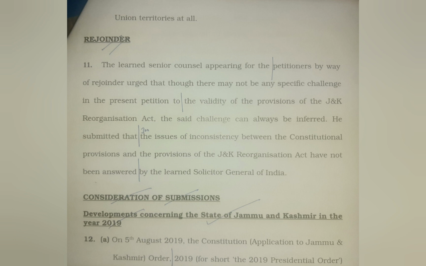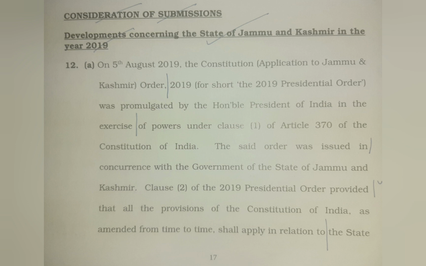On 5th August 2019, the Constitution (Application to Jammu and Kashmir) Order, 2019, for short the 2019 Presidential Order, was promulgated by the Honorable President of India in the exercise of powers under Clause 1 of Article 370 of the Constitution of India. The said order was issued in concurrence with the government of the state of Jammu and Kashmir.